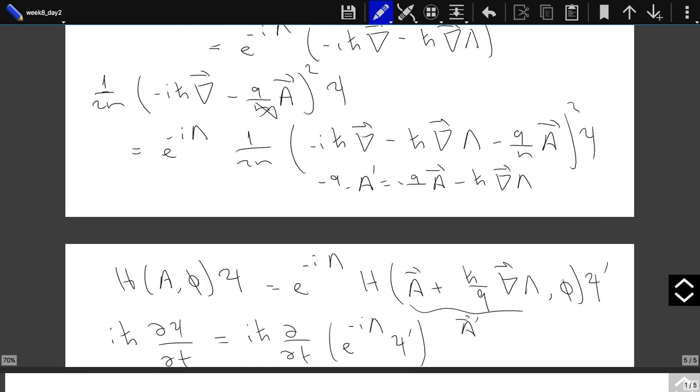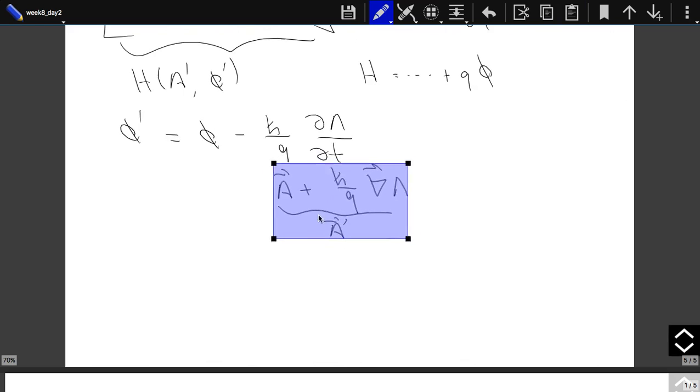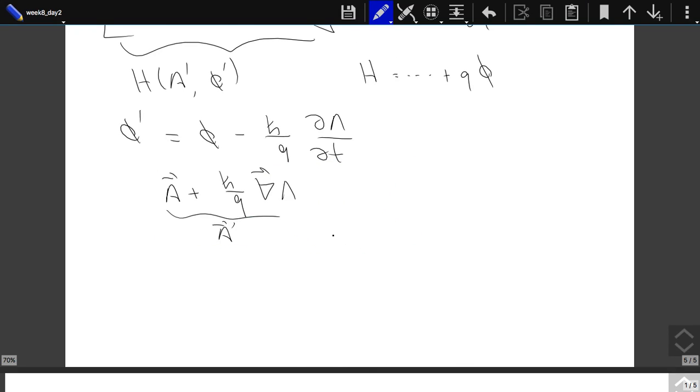Now let's also look at A prime. This is my A prime. But this is nothing but a gauge transformation. So psi and psi prime satisfy the same equation, and the only difference is that there's a gauge transformation between the vector and scalar potentials. So basically they describe the same physics.